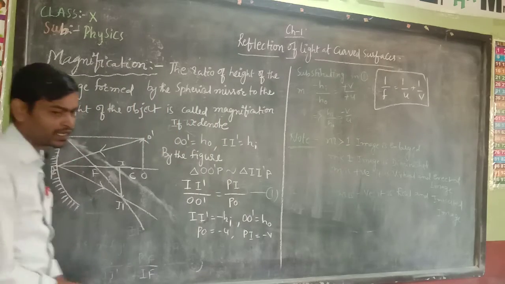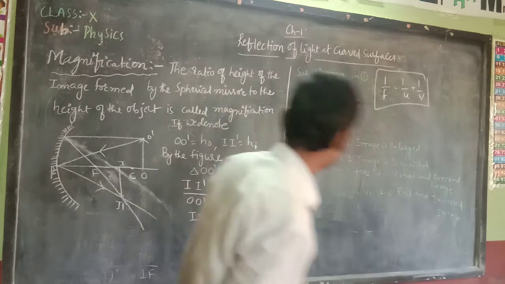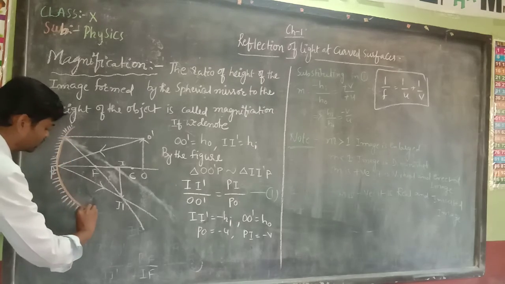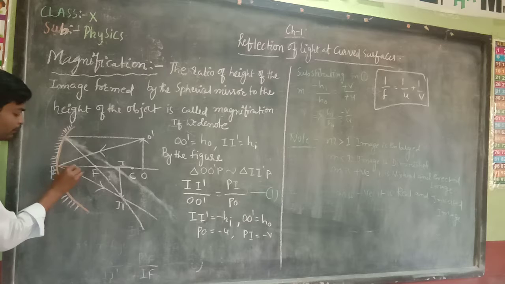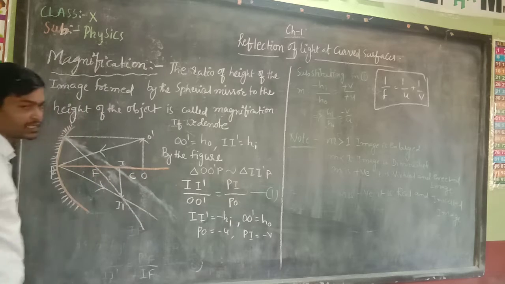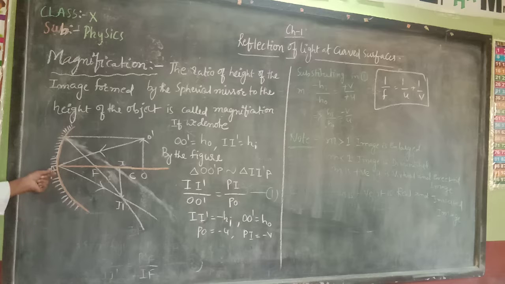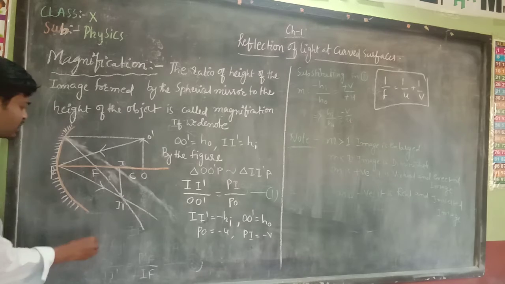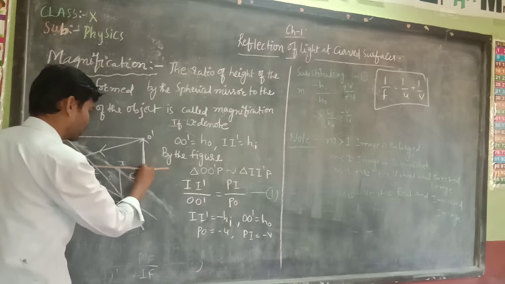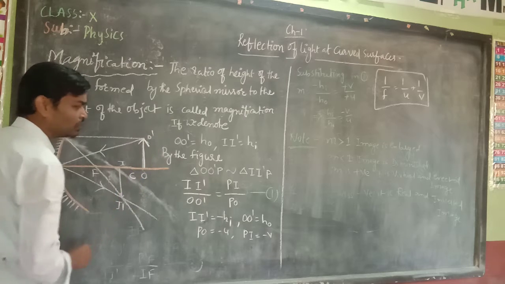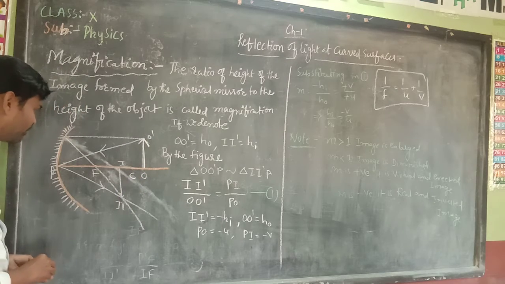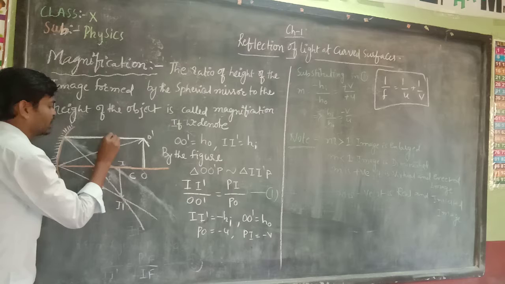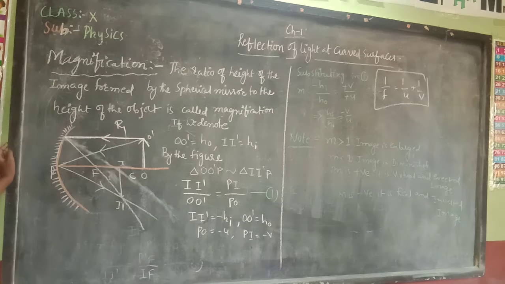Here I am considering a concave mirror. This is a concave mirror, and already we know the midpoint is the pole and this line is nothing but the principal axis. And if we keep the object beyond the center of curvature, this is the object O dash. And let us consider a ray which is coming from the top of the object O dash, parallel to the principal axis. This is ray 1.